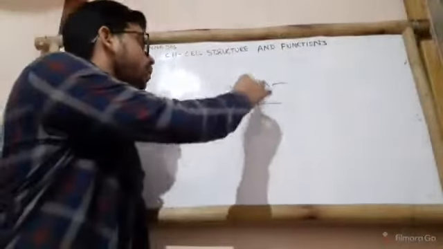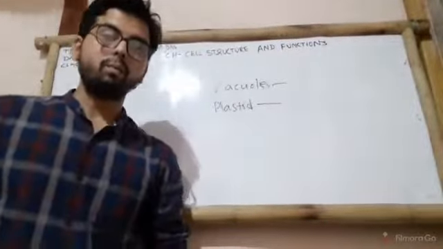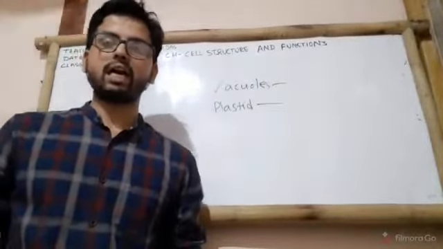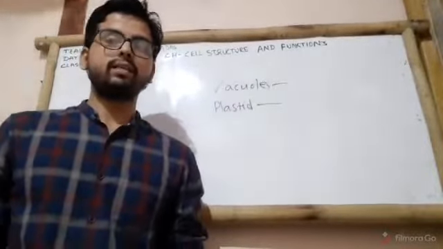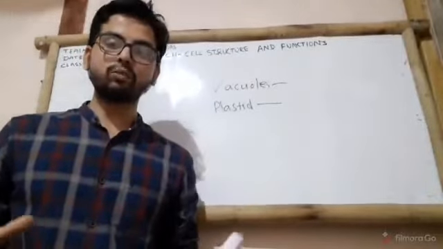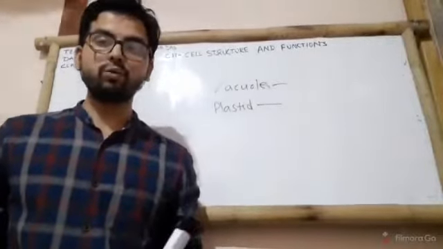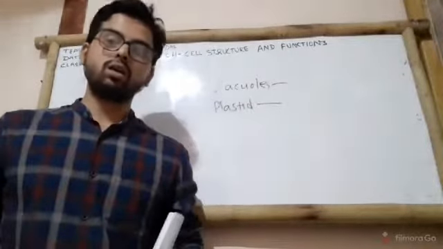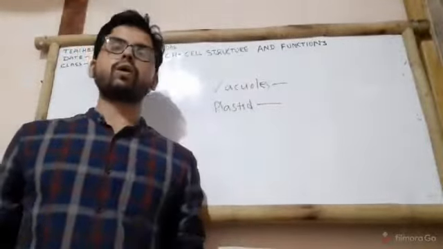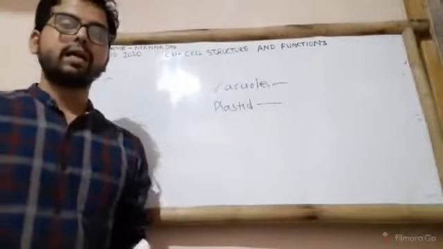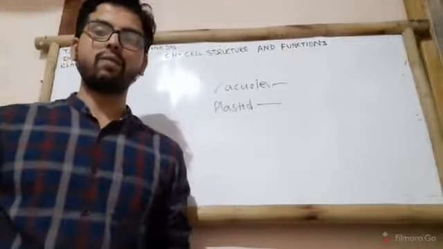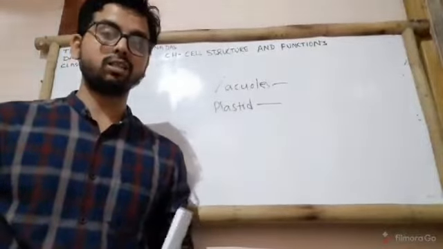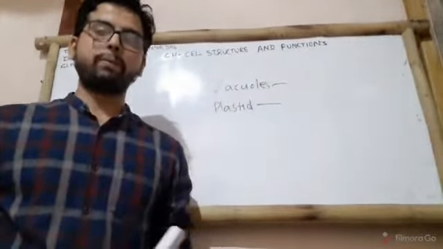Now vacuoles. Vacuoles are organelles enclosed by a membrane and filled with fluid. Plant cells usually have a large vacuole which is filled with a liquid called cell sap, and cell sap contains dissolved sugar and salts. Animal cells may or may not have vacuoles. If they have vacuoles, they are much smaller than plant vacuoles.